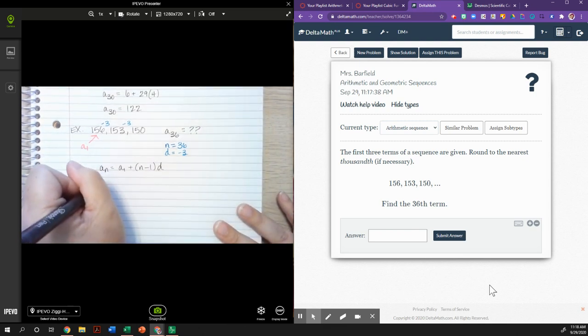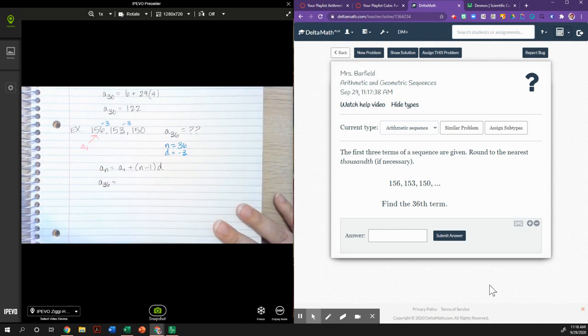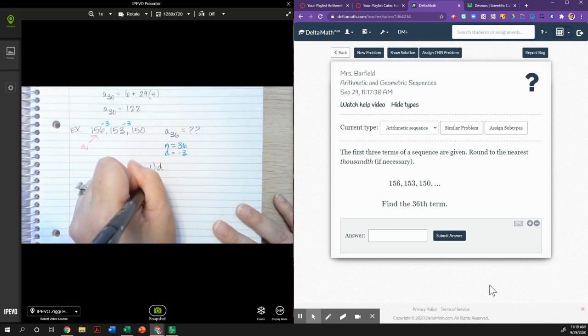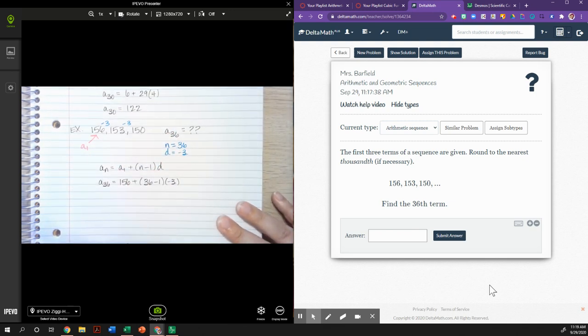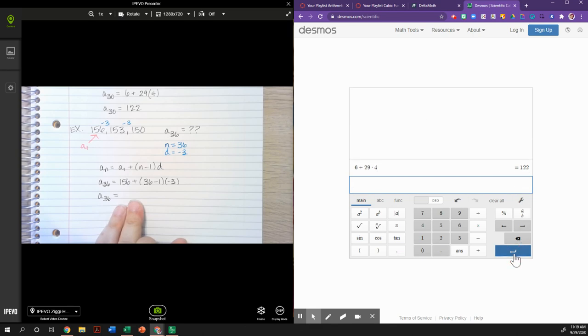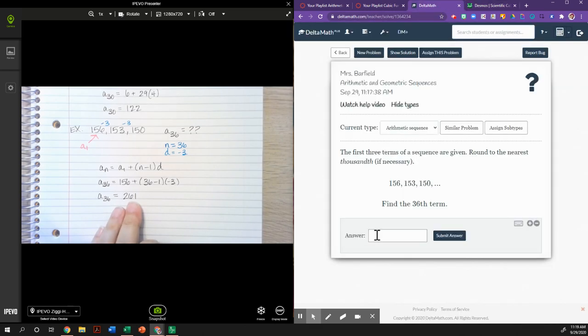All right, so A sub n is what I'm looking for, so A sub 36. A sub 1 is 156 plus n, in this case 36 minus 1, and my common difference is -3. All right, so A sub 36 equals, now I'm going to bring up Desmos again. So 156 plus 35 times 3 gives me 261. So let me switch over here to Delta Math. 261.